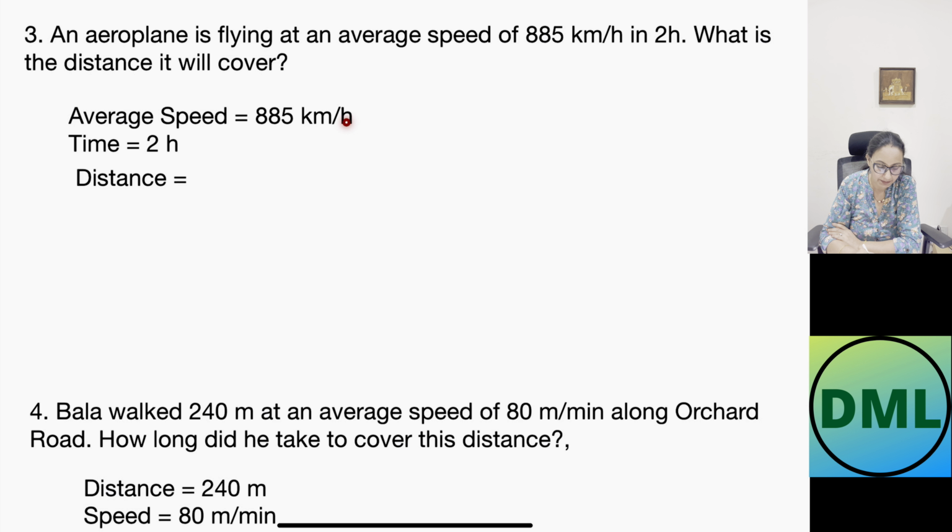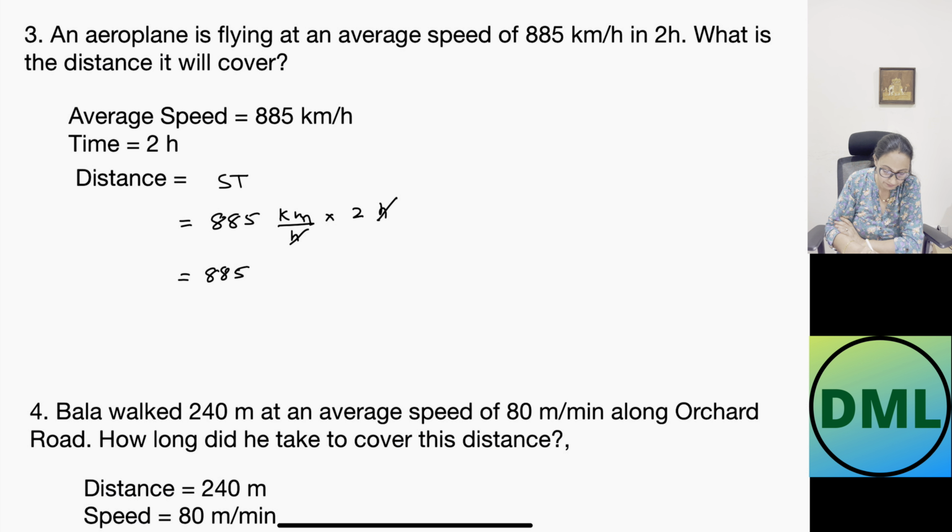So the unit is the same. Here it is hour, here it is hour. That means you can easily multiply it. I have to find out the answer of the distance. Distance is given by speed multiplied by time. Let's write down here speed multiplied by time. Speed is 885 km per hour multiplied by time, 2 hours. Hour will get cancelled with hour and you will get the answer in kilometers. 885 multiplied by 2. My answer will be in kilometers.